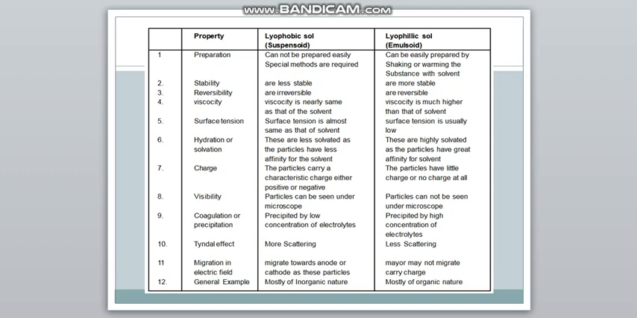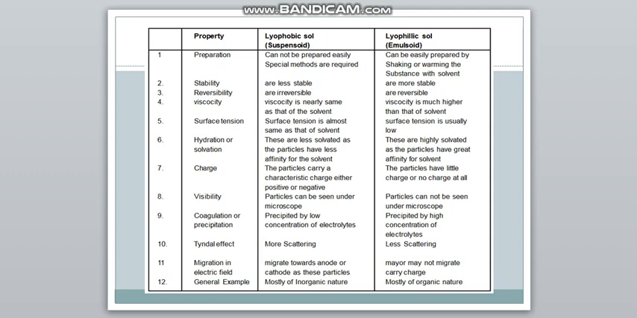Hydration: lyophobic sols are less solvated, as they have less affinity for the solvent, whereas lyophilic sols are highly solvated because they have a good affinity towards the solvent. Then we have charge. Lyophobic particles carry a positive or negative charge, whereas lyophilic particles do not have charge at all. Visibility: lyophobic can be seen under a microscope, lyophilic cannot.